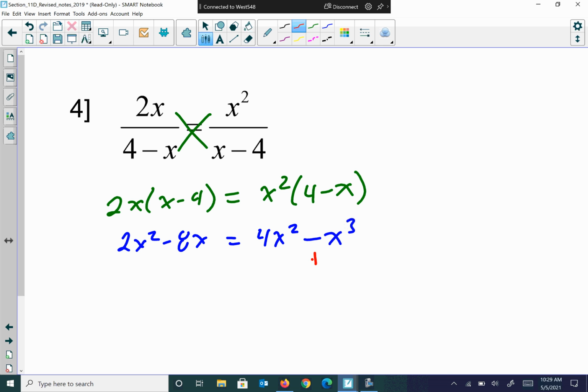All right, so I'm going to add x to the third. Nothing to add over there. I'm going to subtract 4x squared. So I'm going to get x to the third minus 2x squared minus 8x is equal to 0. I can factor an x out.